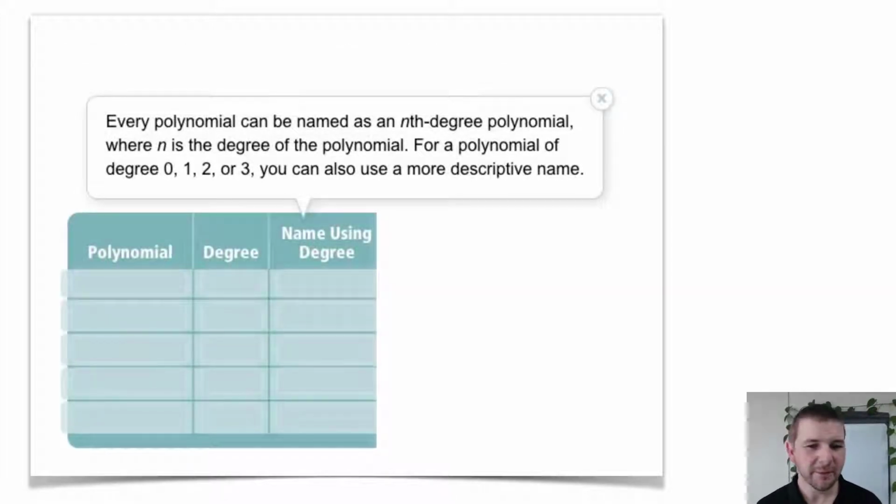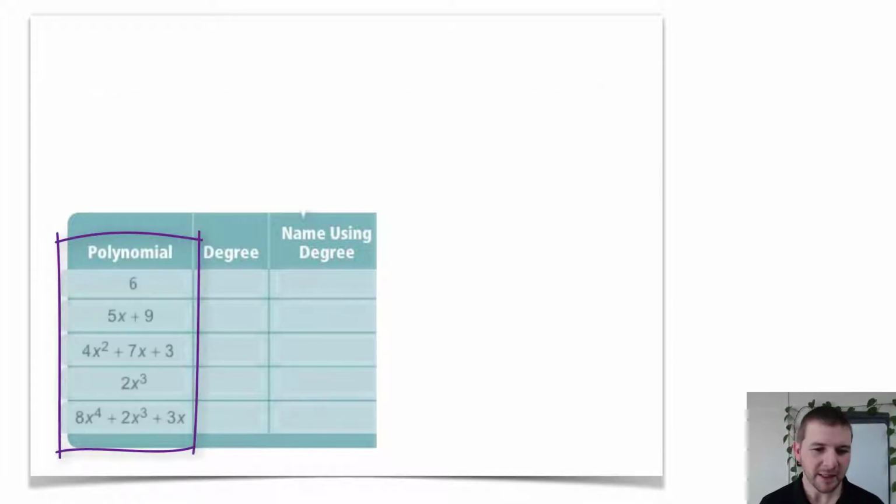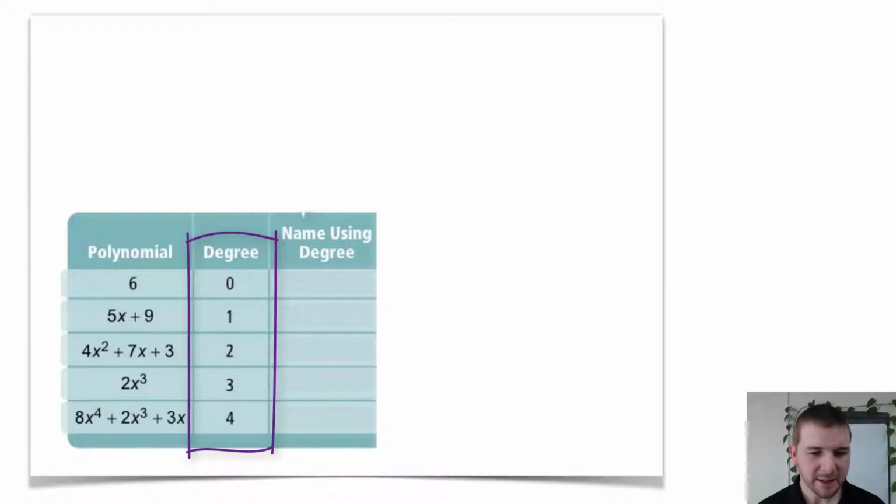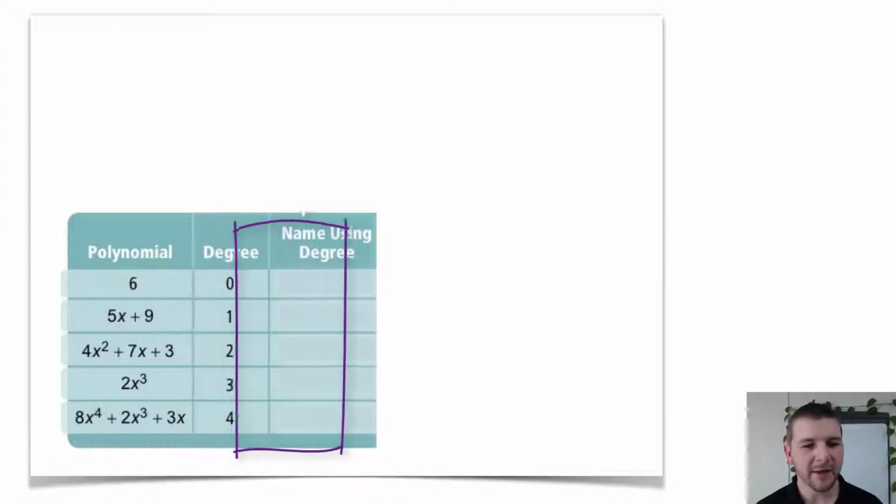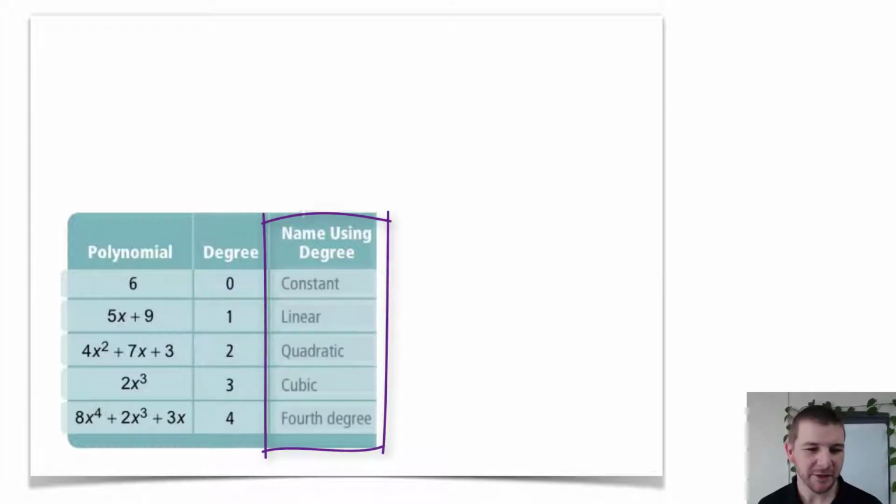Every polynomial can be named as an nth degree polynomial, where n is the degree of the polynomial. For a polynomial of degree 0, 1, 2, or 3, you can also use a more descriptive name. Notice the table. We have a list of polynomials on the left, 6, 5x plus 9, 4x squared plus 7x plus 3, and so on. Their degrees to the right, 0, 1, 2, 3, and 4, and then their name based on their degree.